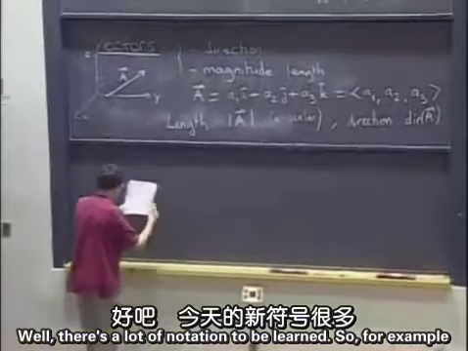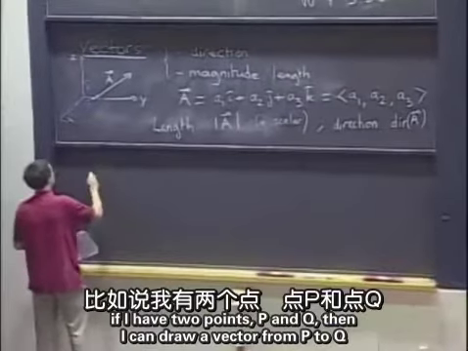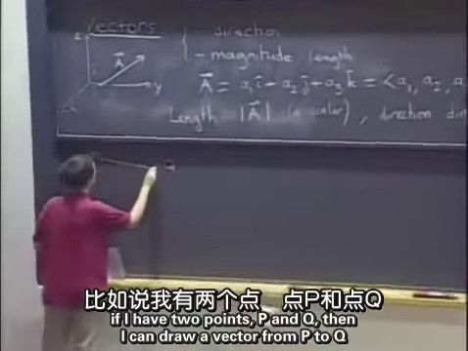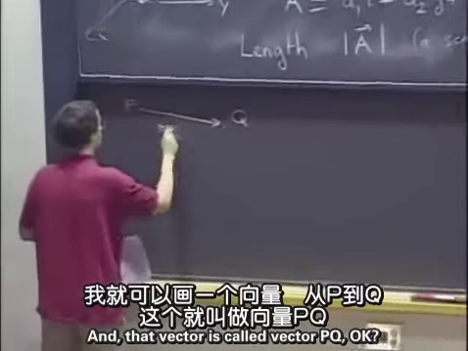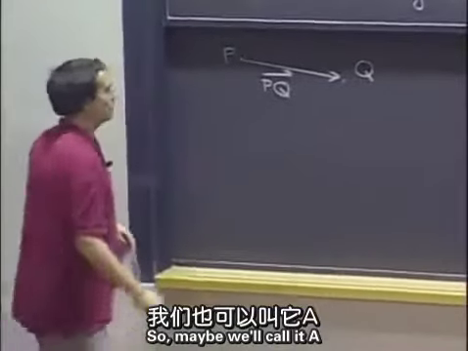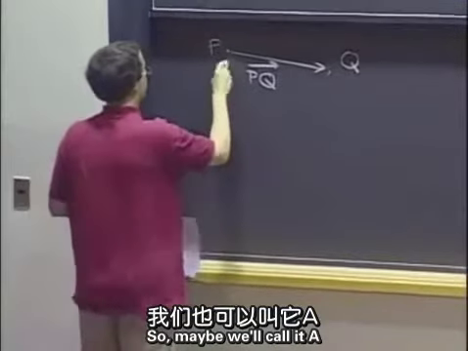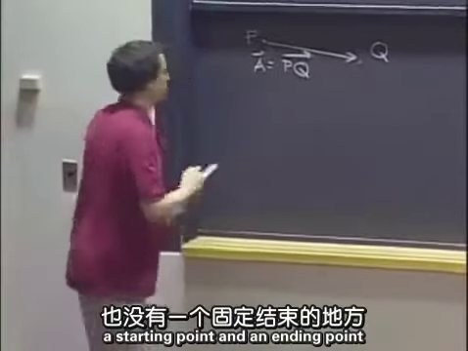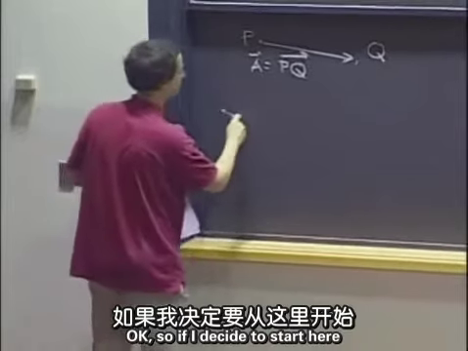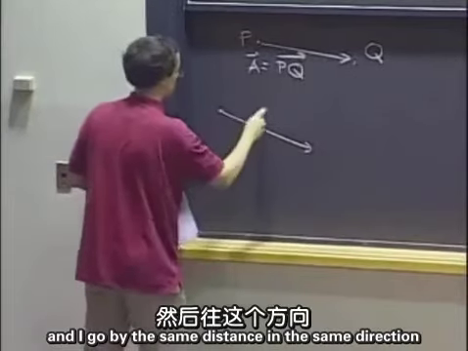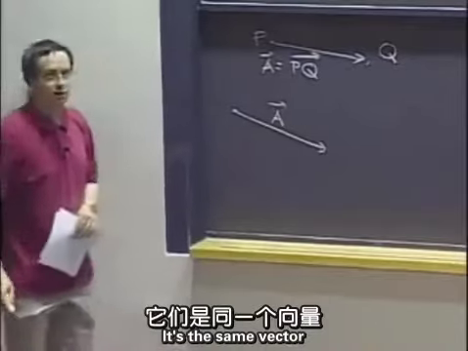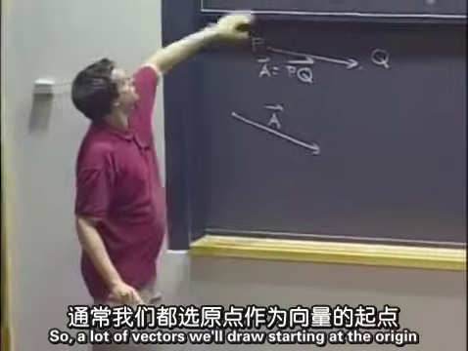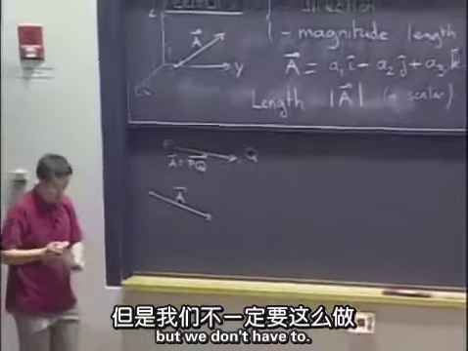Well, there's a lot of notation to be learned. For example, if I have two points P and Q, then I can draw a vector from P to Q, and that vector is called vector PQ. Maybe we'll call it A. But a vector doesn't really have necessarily a starting point and an ending point. If I decide to start here, and I go by the same distance in the same direction, this is also the vector A. It's the same vector. A lot of vectors we will draw starting at the origin, but we don't have to.